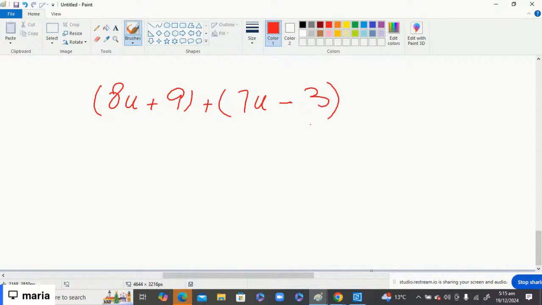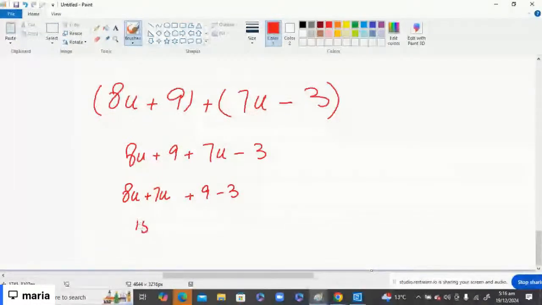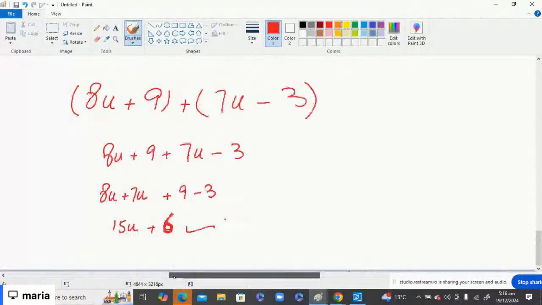Now here it's addition in the middle. So first of all, you open this. So this becomes 8u plus 9 plus 7u minus 3. Combine the u terms together, 8u plus 7u, and the single terms together, plus 9 minus 3. 8u plus 7u is 15u, and 9 minus 3 is plus 6. Okay, this is the way that you are going to solve.